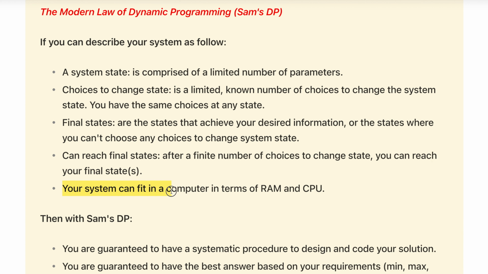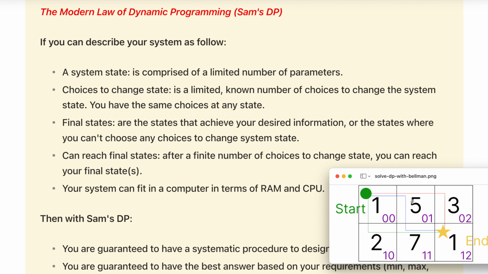Finally, the system must be able to fit in a computer in terms of RAM and CPU, and the costs to run the system must also fit in a computer in terms of RAM and CPU. That means we have the computer RAM and CPU large enough to store the information of this map, and large enough to store the information when we try all the possible paths from start to end.